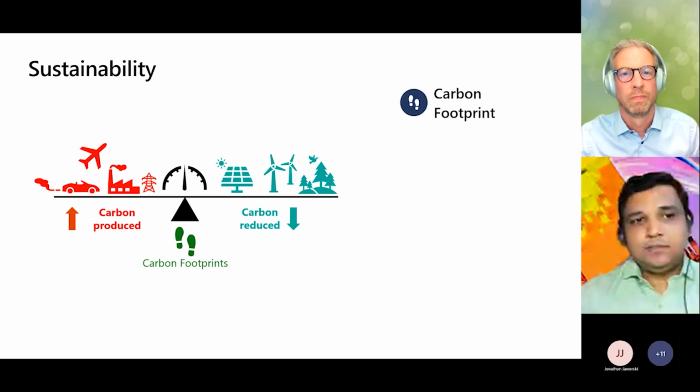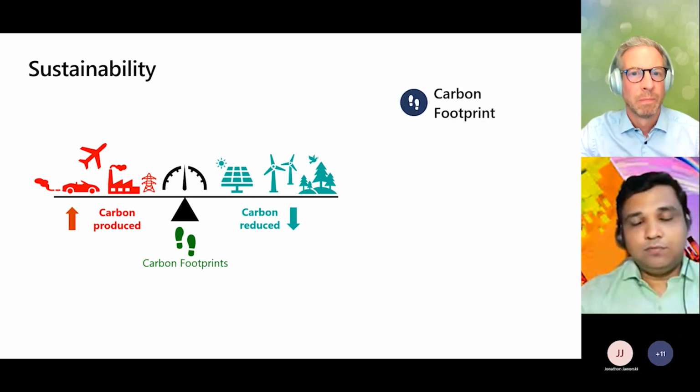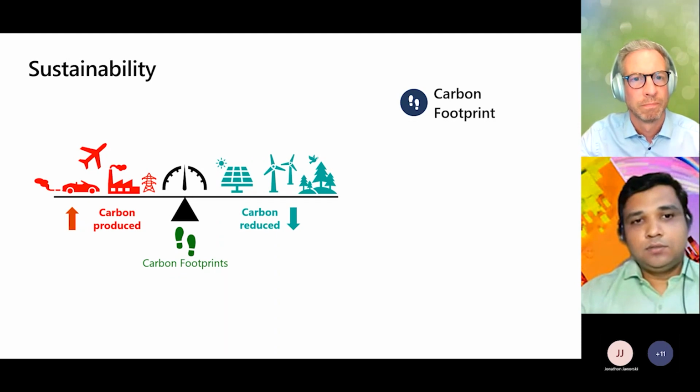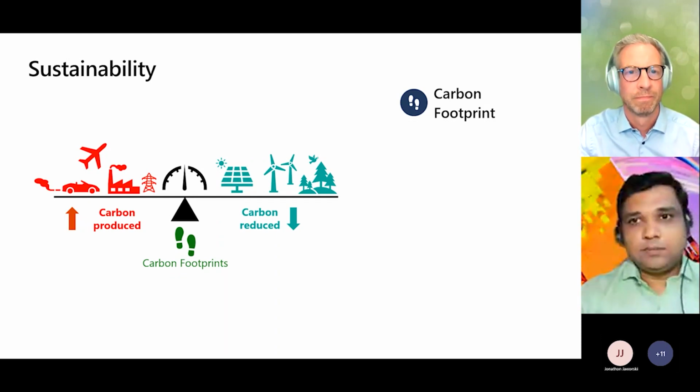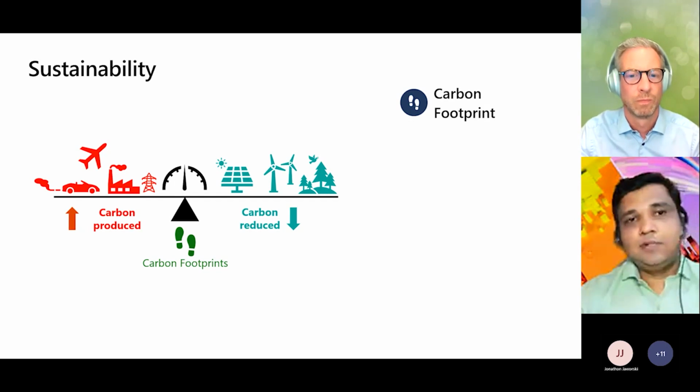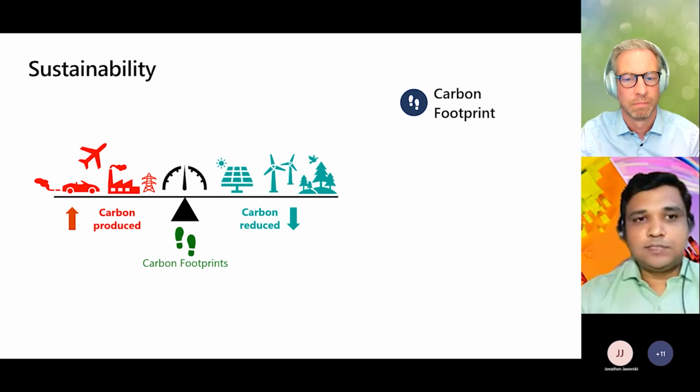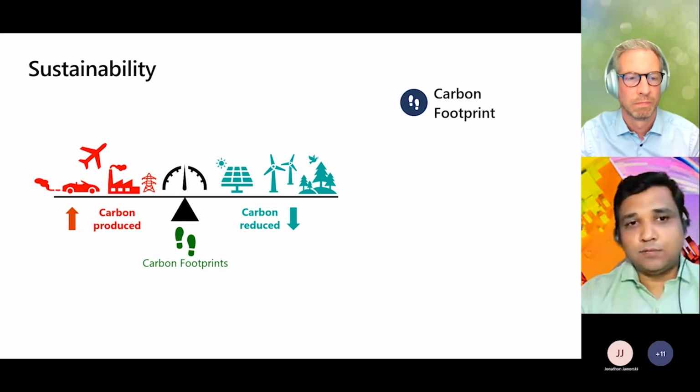Throughout this session, our discussion will revolve around a few key terminologies, so let us spend some time going through those. The first one is carbon footprint. It is the total amount of greenhouse gases, including carbon dioxide, methane, nitrous oxide, or even water vapor, that gets generated by our actions.